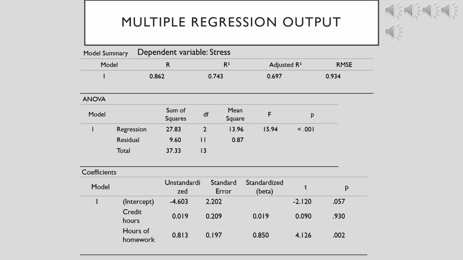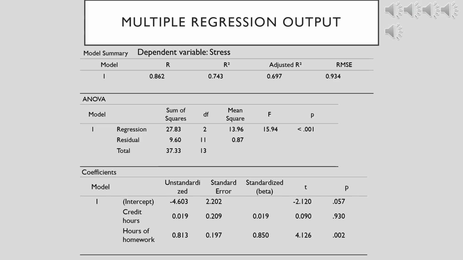All right, we've got some multiple regression output here, and it looks a little scary, but it's really not that bad when you take it bit by bit. So the first thing I want to know is, we're looking at stress as the outcome variable, the dependent variable, and we're looking at credit hours and hours of homework as the independent variables, the predictor variables. So this is a multiple regression because we've got two predictors and one outcome variable.